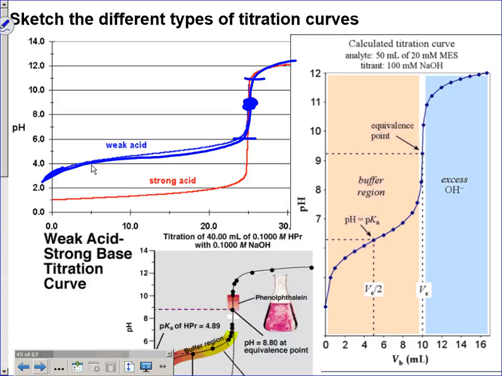So this blue one is a weak acid plus strong base combination, which makes an equivalence point that's higher than 7. So what would it look like if you had a weak base, strong acid? So the pH point, or equivalence point, would be under 7. What if I started you off in a different place?